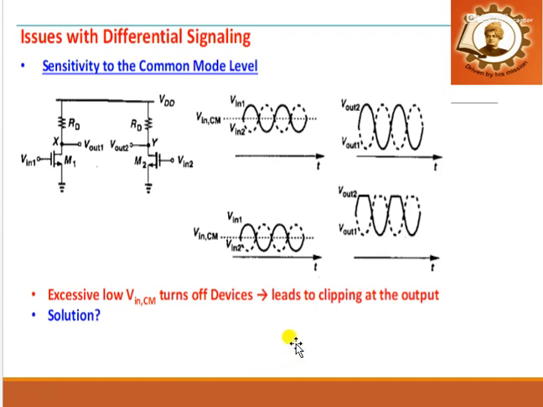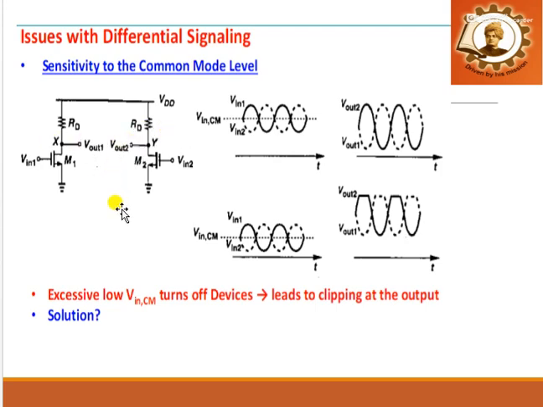But the main problem of this differential signaling is the sensitivity to the common mode level. If you reduce the common mode voltage, that will lead to the clipping of the output voltage. So let us take this differential amplifier circuit where Vin1 and Vin2 are the two input voltages for MOS M1 and M2 respectively, and Vout1 and Vout2 are the two output voltages from the points X and Y respectively.